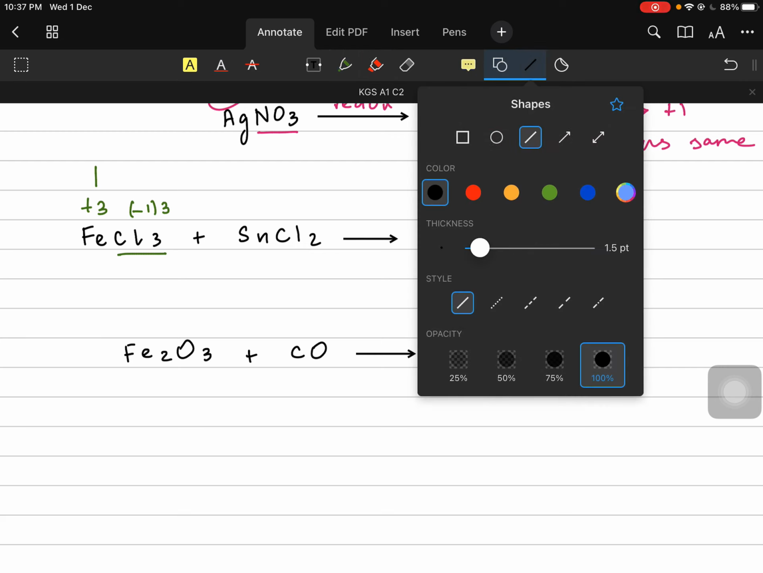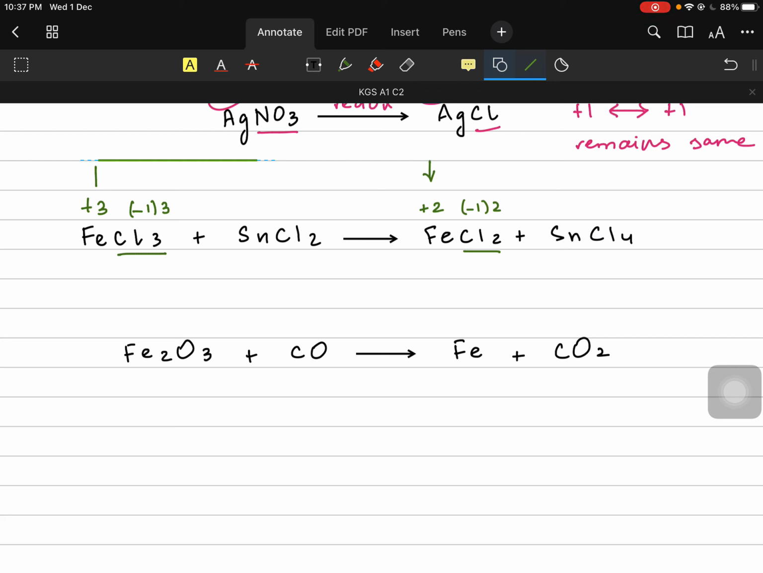I'll make a line over here, which is a very simple idea to deliver the concept, that iron is changing from +3 to +2. And that means it's decreasing the oxidation number. It's a decrease in oxidation number, which means it's a reduction. Reduction means decrease in oxidation number.